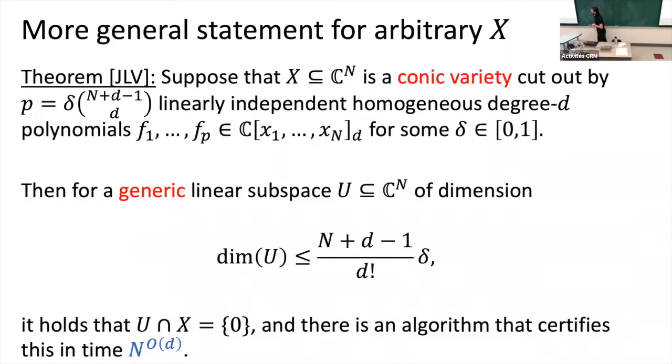So we have a more general statement. We can do the same thing for arbitrary varieties. Take any conic variety that's cut out by homogeneous degree D polynomials. Then it's cut out by some number of them, up to n plus d minus 1 choose d, because that's the dimension of the space of homogeneous degree D polynomials. So it's a completely general conic variety. Then for a generic linear subspace of this dimension, it will trivially intersect your variety, and there's an algorithm to verify this.